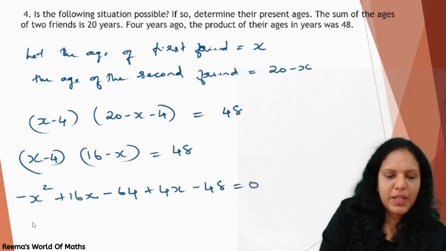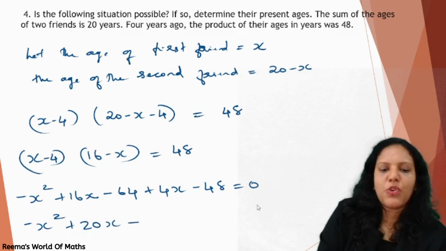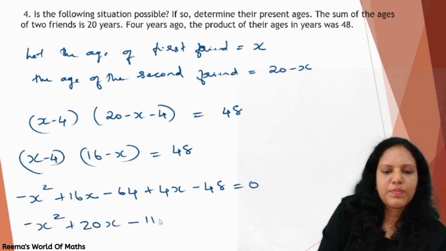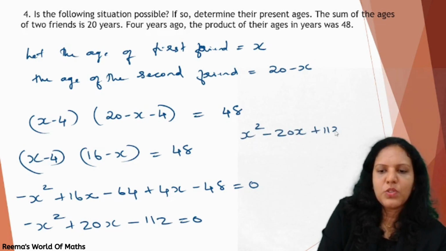So that will be minus x squared plus 16x plus 4x will be plus 20x, minus 64 plus 48, that will be minus 16 (total), equals to 0. Let's change the sign for all, that will be x squared minus 20x plus 112 equals to 0. So now this is a quadratic equation.